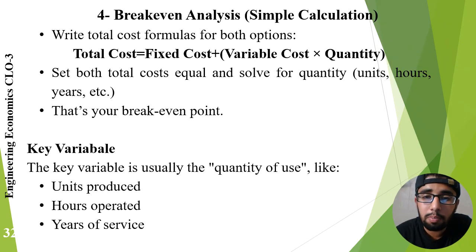Now, going to the simple calculation of break-even analysis. The procedure for break-even analysis is relatively simple. First, we develop a total cost equation for each alternative. Next, we set the equations equal to each other. Finally, we solve for the unknown variables such as operating hours or production quantity. The result represents the break-even point. Business analytics with Excel provides useful tools for performing this type of analysis and visualizing the results.